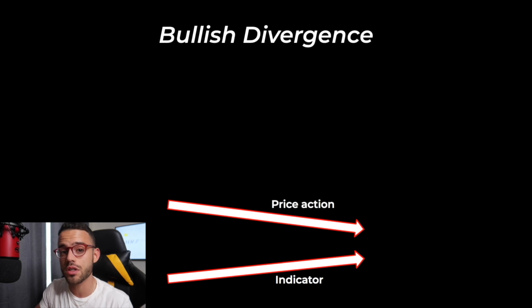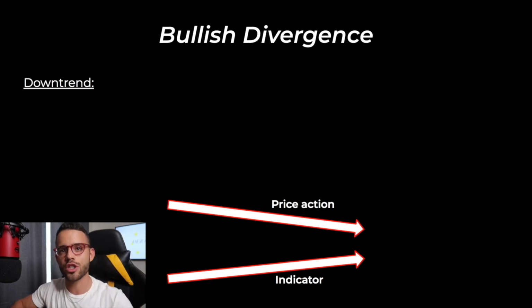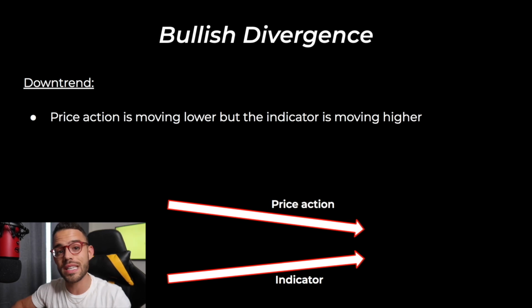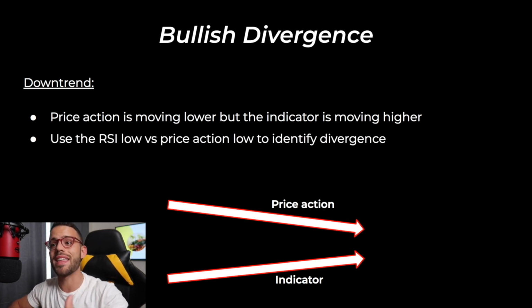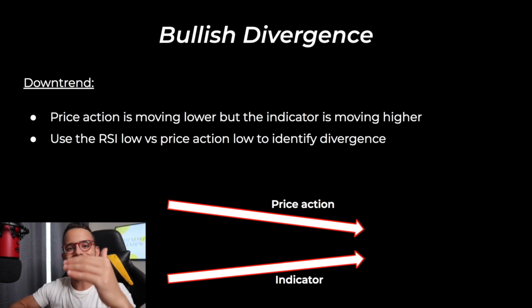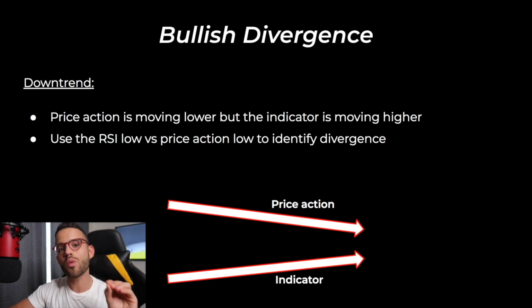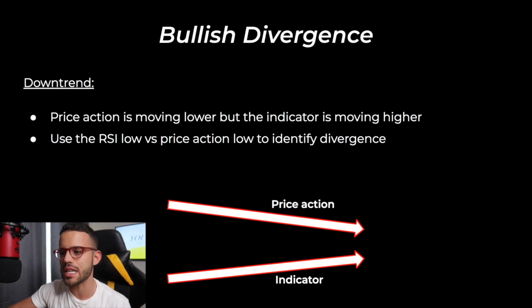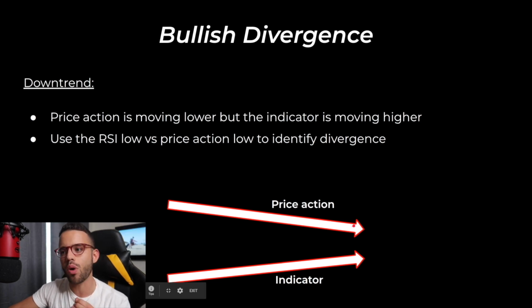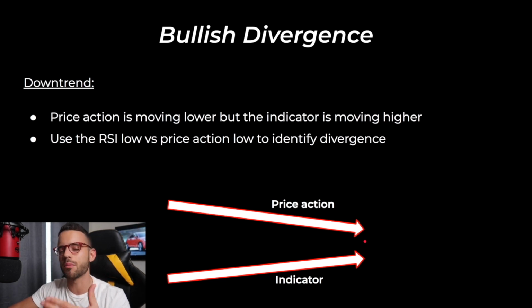So now bullish divergence is when the indicator is rising and price action is falling. Price is in a downtrend overall. So what does that mean? Price action is moving lower, but the indicator is moving higher. So you use the RSI low versus the price action low to identify that divergence. In this situation, your RSI low will be a different reaction point than your price action low. So as you can see here, the RSI low all the way at the left of the arrow is a different point than the price action low here at the end of the top arrow. Does that make sense? I have a couple other graphics that I'm going to walk you through to show this to you before we get into the examples, but just try to visualize here.